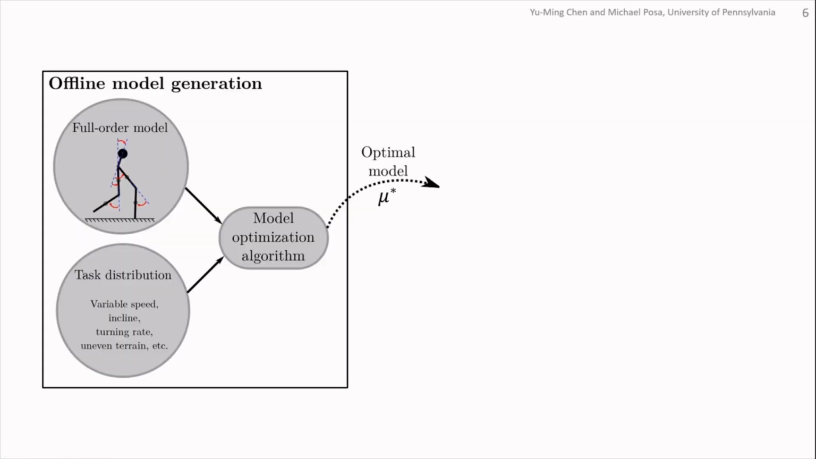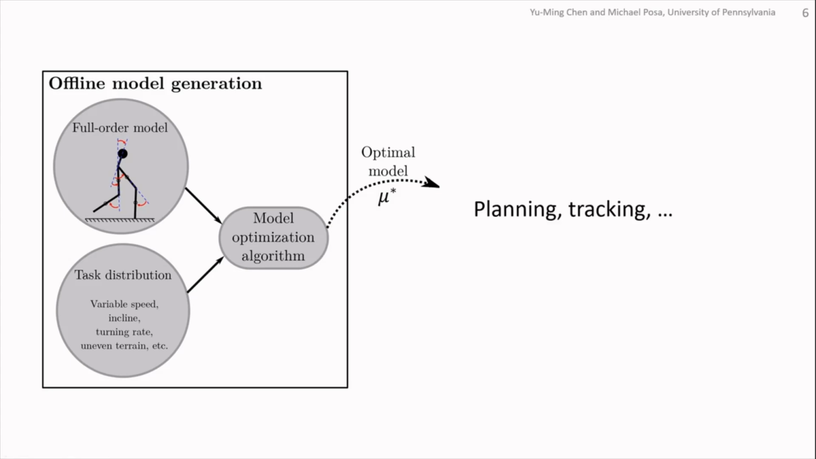Just to recap, we generated optimal models given full models and sets of tasks. Unlike traditional approaches, the models do not easily map back to physically interpretable systems, but by optimizing, we can find reduced order models which better represent high performance motion of the original physical system.